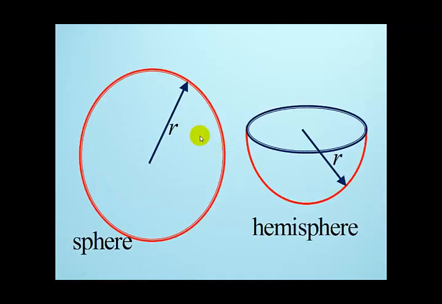Now we consider the sphere. And this is an example of a sphere. R is our radius. Take note that half of the sphere is what we call the hemisphere, and the radius is R.